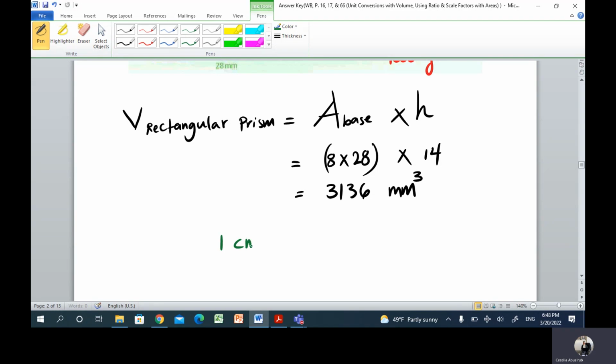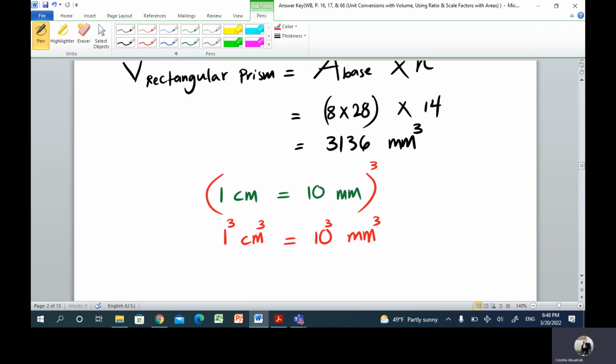1 centimeter is equal to 10 millimeter. And if we want to make it cubic, we're going to take all this to the power of 3, which means 1 times 1 times 1. So it's 1 to the power of 3, and here it will be centimeter cubic is equal to 10 times 10 times 10, which is 10 to the power of 3 or 1000 millimeter cubic.